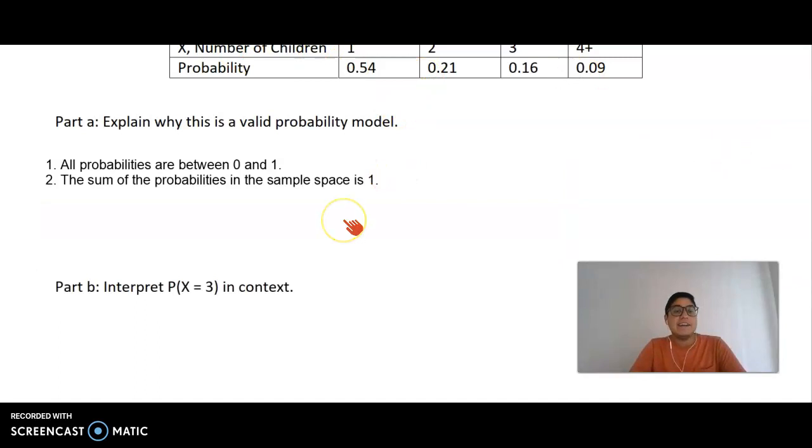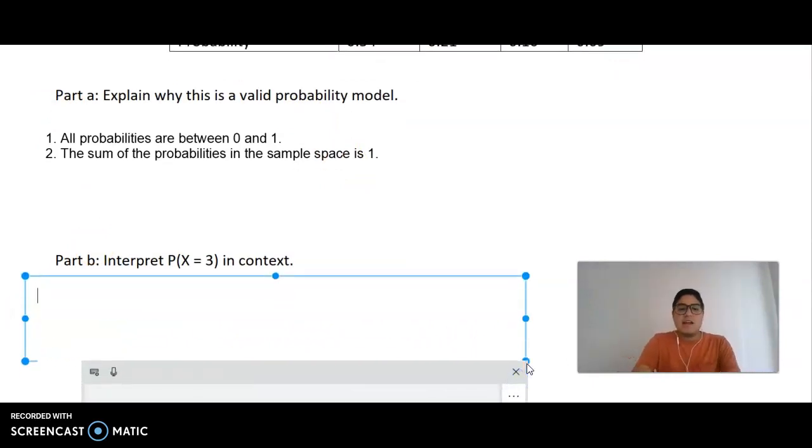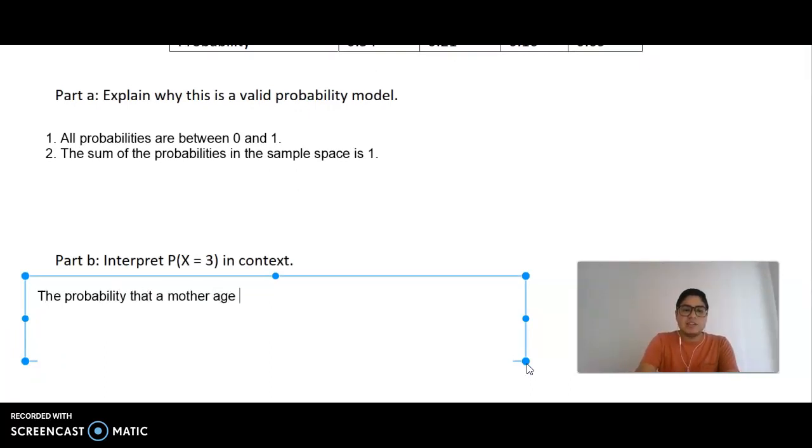Now let's interpret some things here. It says interpret P(X = 3). In regular English, if I were explaining this to someone who doesn't understand stats, this is saying the probability that the number of children equals 3. What does that mean in context? Let's interpret this using our data. The probability that a mother aged 40 to 44 will have exactly 3 children is 0.16 or 16%. I'll write those both for you.